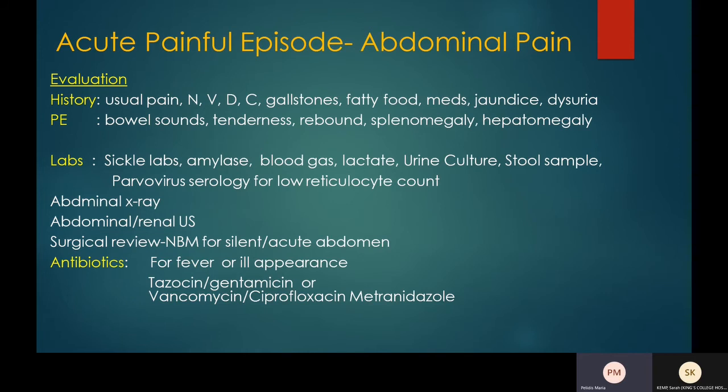If there are signs of an acute abdomen or a silent abdomen, it will be important to obtain a surgical review and keep the child nil by mouth. If the patient has a fever or is very ill appearing, it's important to give them antibiotics, always within 1 hour of presentation. And the choice of antibiotics, if there is significant abdominal pain, should be enough to cover, in addition to the gram-positives, gram-negatives and anaerobes. So it could be a combination of piperacillin-tazobactam and gentamicin, or vancomycin, ciprofloxacin, and metronidazole.